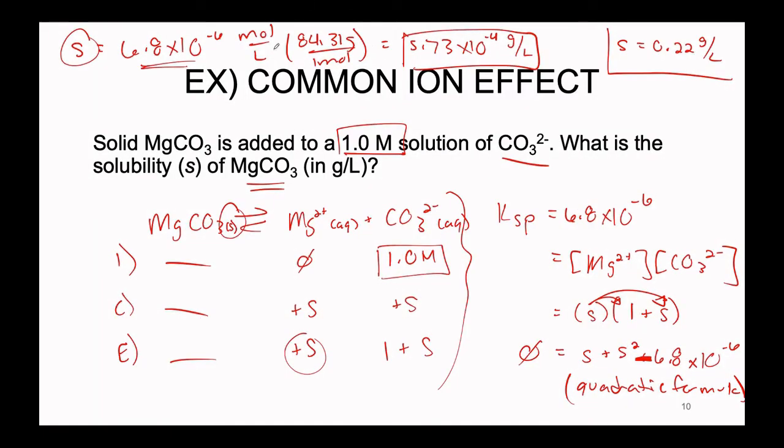Okay, so the value here of the 5.73 times 10 to the negative 4, we can see is definitely less than the value from before when we just added magnesium carbonate into pure water. So this represents the common ion effect: if you're adding a solid into a solution that already contains some of the product ion, you're going to see less dissolution, less of a shift of the magnesium carbonate into the products, since we already have so much of one of the products there.